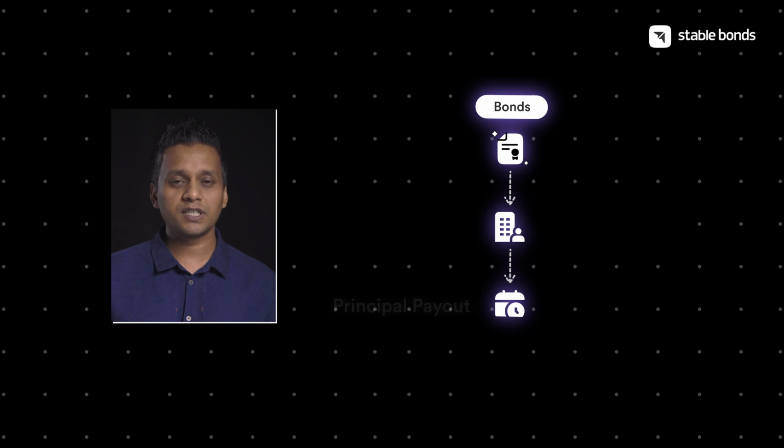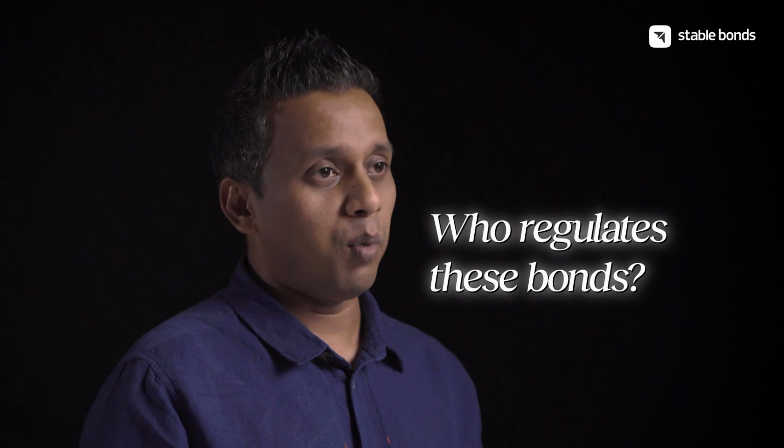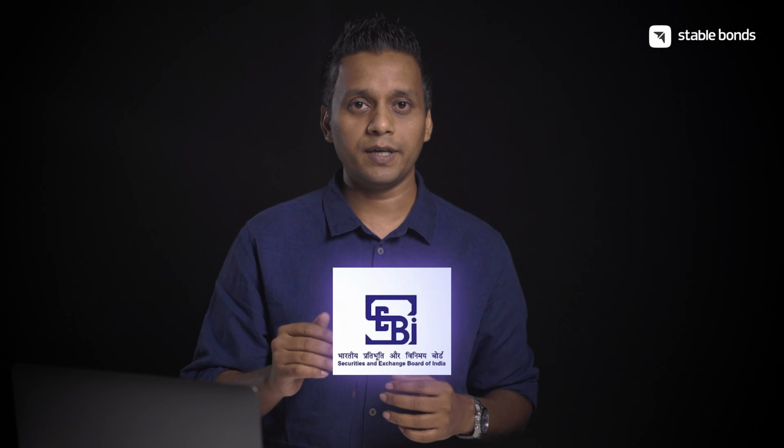Then there is the principal payout. This happens in most cases towards the end of the tenure, which is called the maturity date. There are a few bonds which give you principal in part during the tenure, but the majority of bonds give you principal at the end of the tenure. Who regulates these bonds? Bonds are regulated by the Securities and Exchange Board of India, SEBI.